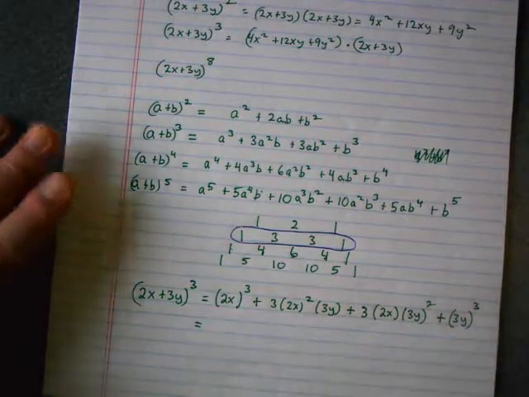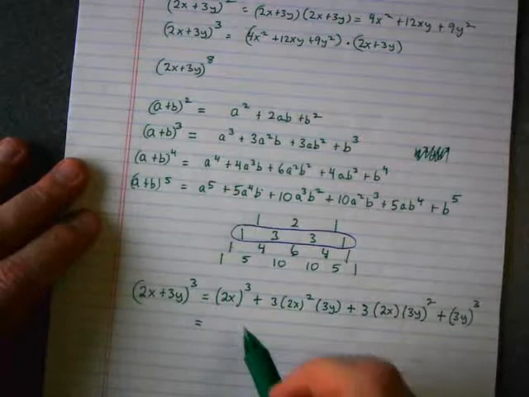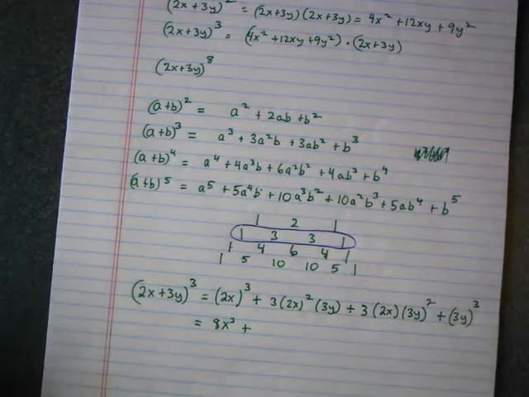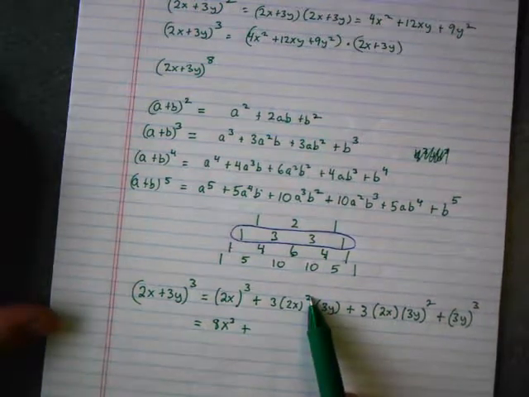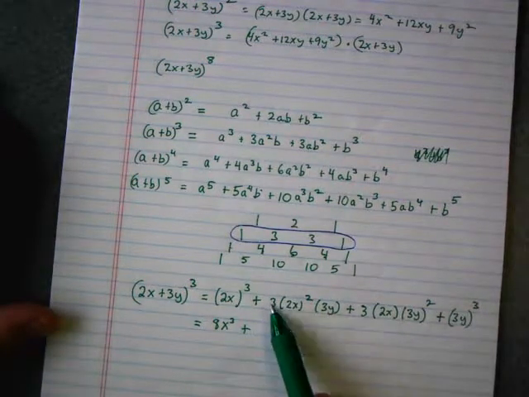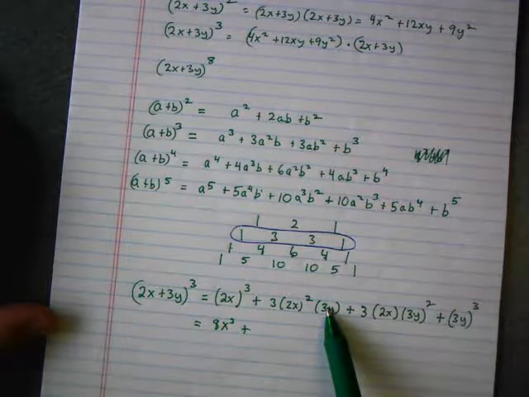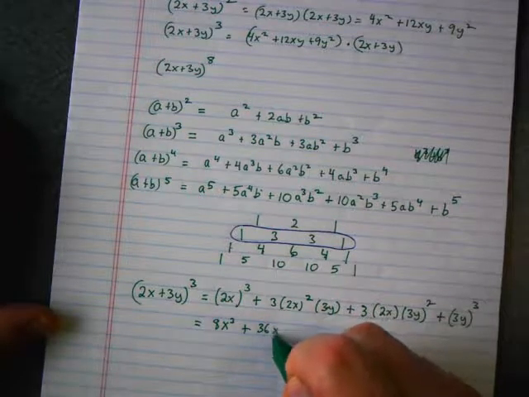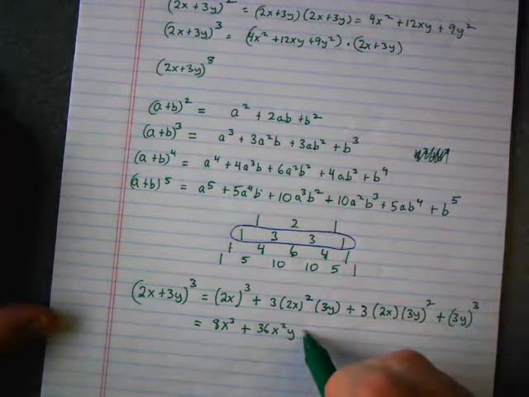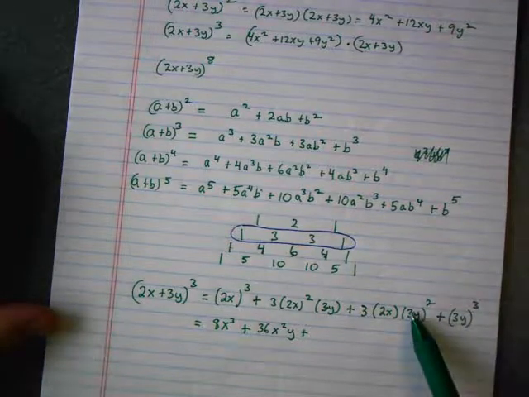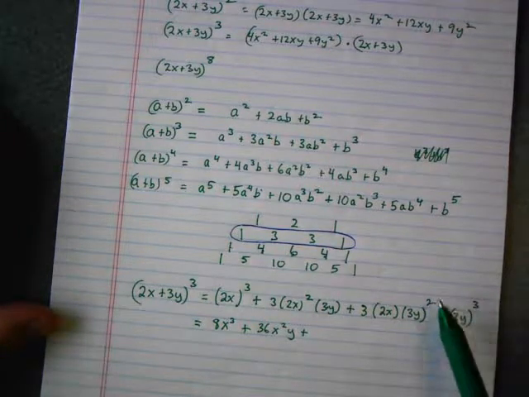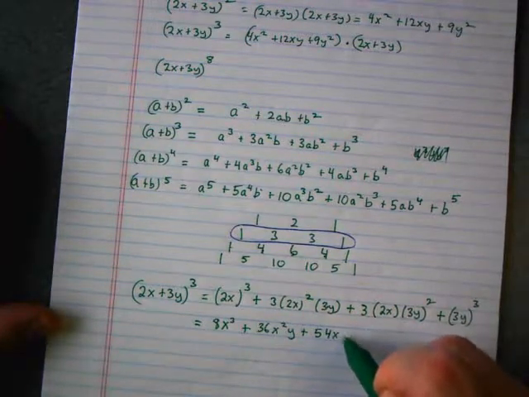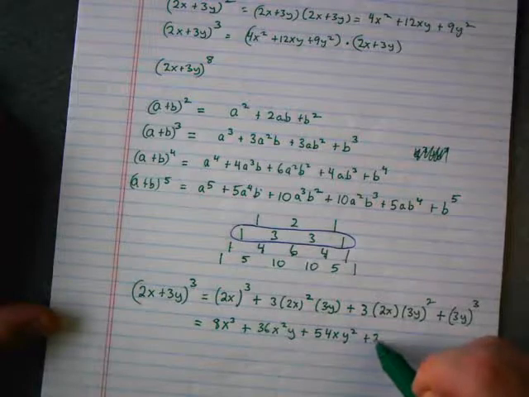Alright, so then all you got to do is do the simple arithmetic. 2 cubed is 8, so that's 8x cubed. Plus, a little bit of work here. 2 squared is 4. 4 times 3 times 3, that's 4 times 9. 4 times 9 is 36 x squared y. Plus, let's see, 3 squared is 9. And then I have 3 times 2, that's 6. 9 times 6 is 54 x y squared, plus 27y cubed.